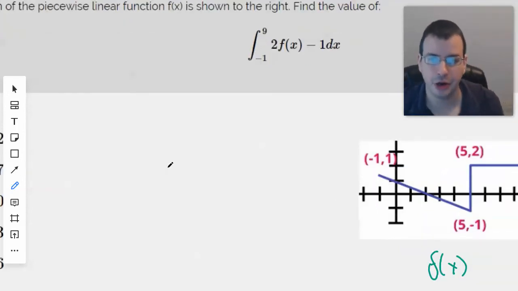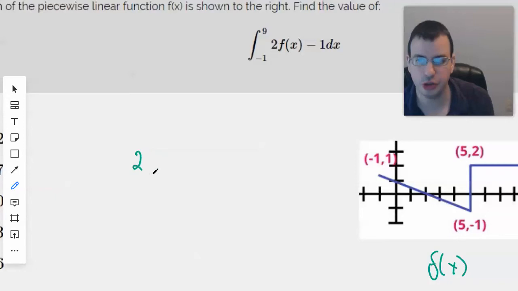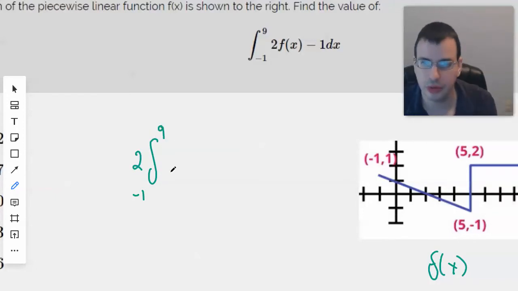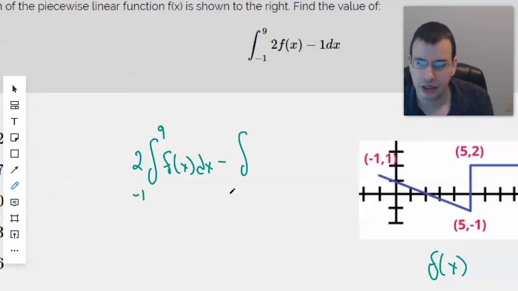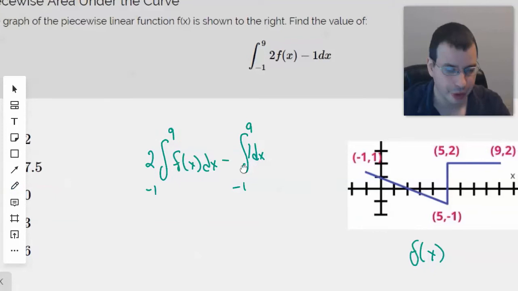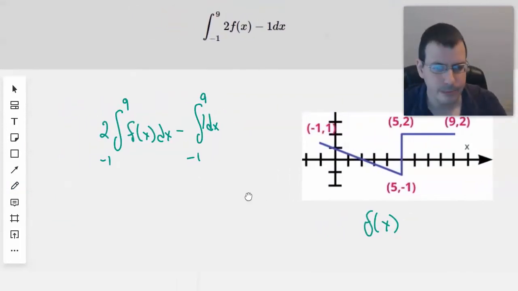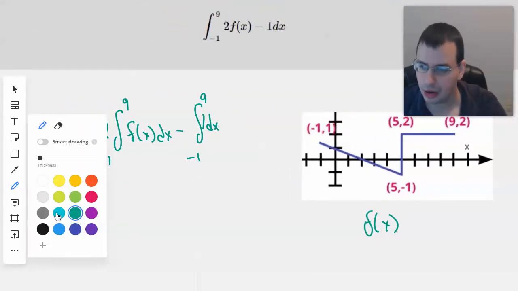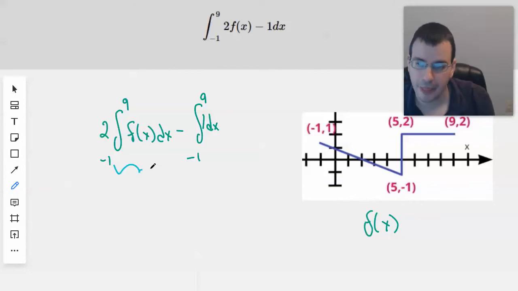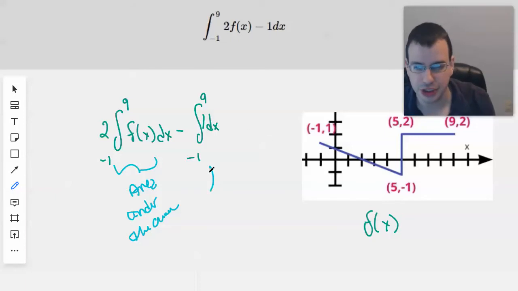Okay, so I'm going to rewrite this a little bit. I'm going to move the 2 to the outside. There we go: 2 times the integral from -1 to 9 of f of x dx, minus, and then I just separate the integral, and there's a 1 in there. Okay? So now we can see that this is area under the curve. And then this we can just calculate.